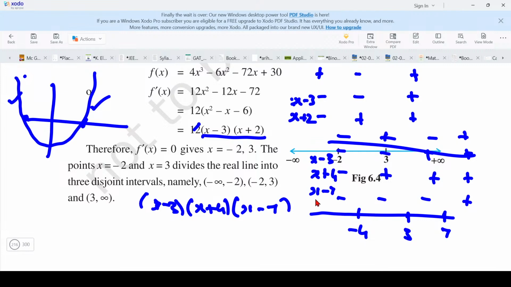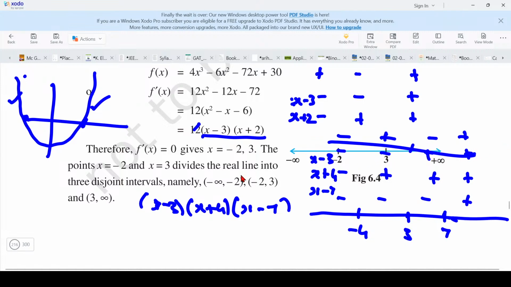Sir, can you explain how you decide the signs again? Okay. So this is multiplication of three numbers. Now individual numbers, when are they positive, when are they negative is what we are checking. X minus 3, when is it positive? When x is greater than 3, right? So that's why this is positive, and we are looking at different buckets only. As long as x is towards the right of 3, it is positive. Towards the left of 3, it is negative.